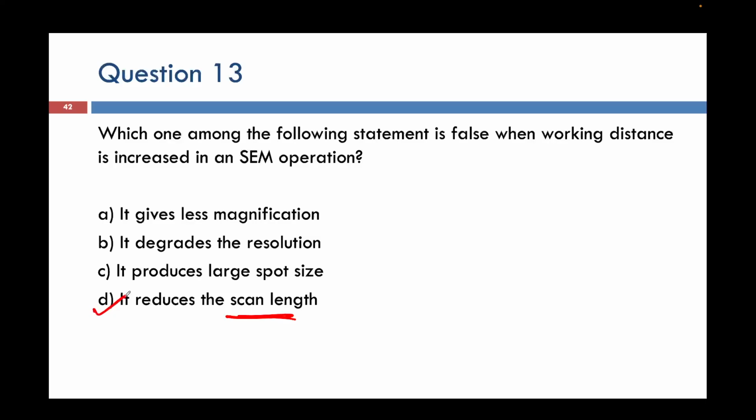It does not reduce. Here you have to see whether the question is about true or false. Since they have asked about the false statement, it definitely does not reduce the scan length. It increases the scan length, right? That is why the magnification will also go down. Magnification goes down, it is correct. Degrades the resolution, it is also correct because probe size will be higher. Produces large spot size, it is also correct. Then reduces the scan length, this is not correct.